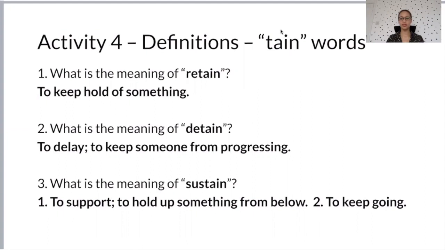Someone may say that something is not sustainable, as in a situation is not sustainable. So for example, if you're doing lots and lots of work and it's exhausting you, you can do it for a short period, but it's not sustainable. You can't keep doing it. Okay.